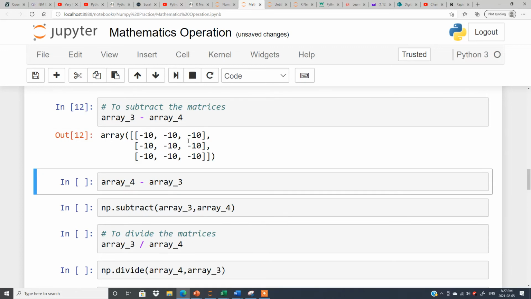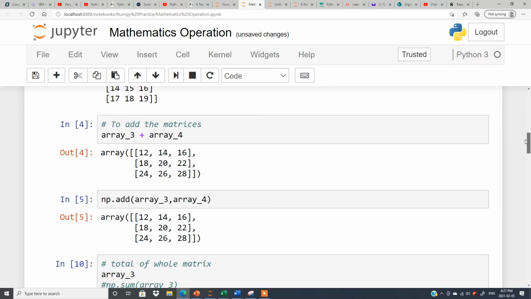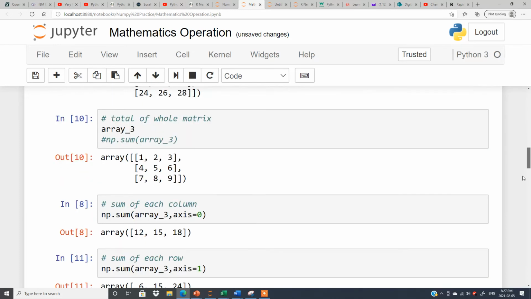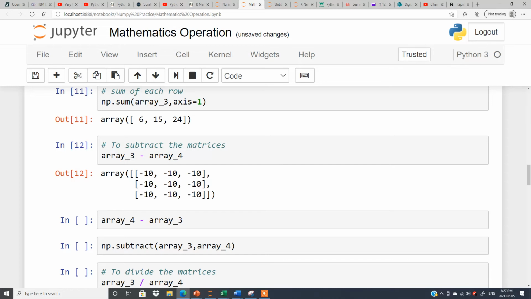And here we have negative values. Why? I will show you. See array 3, array 4. Again the subtraction will follow the same pattern, corresponding entries. This is the first entry of the first matrix, and it will subtract the first entry of the second matrix. 1 minus 11 is equal to minus 10, 2 minus 12 is equal to minus 10. That is why we have all these minus 10, minus 10.